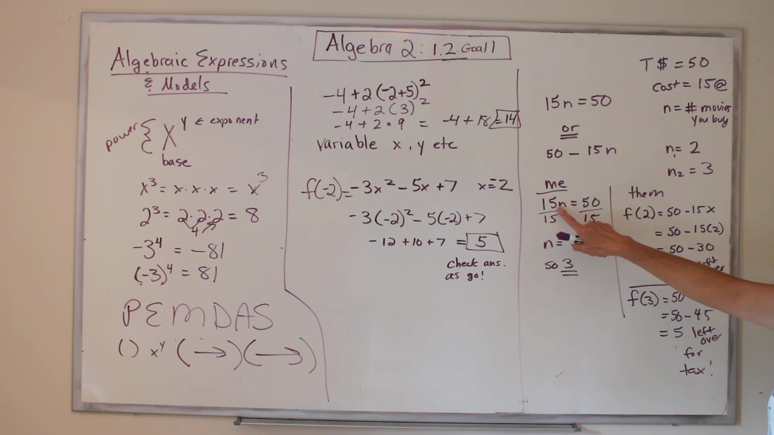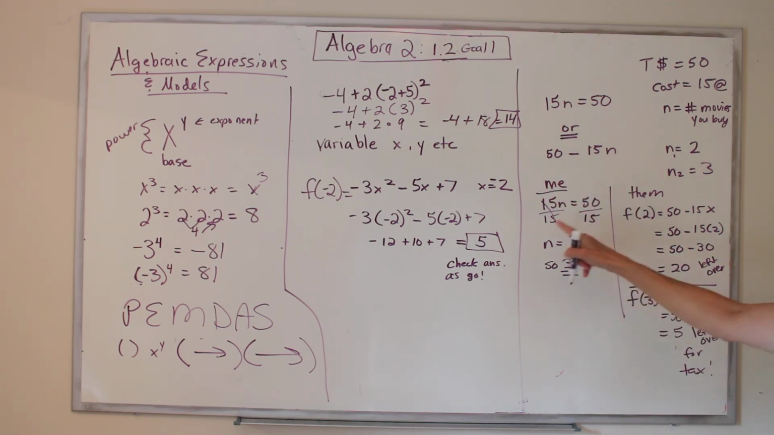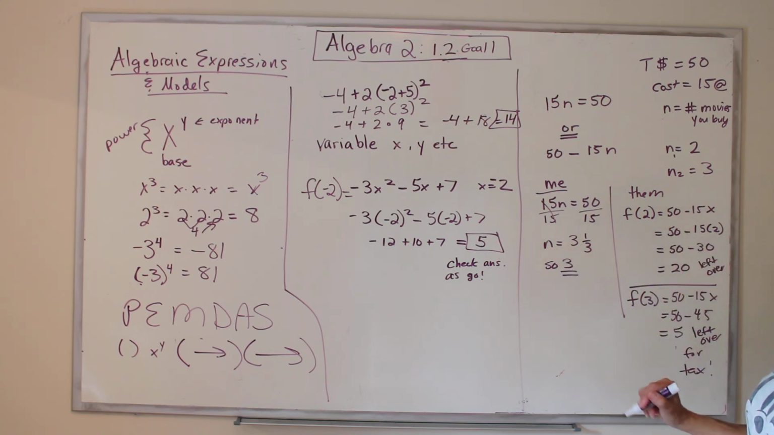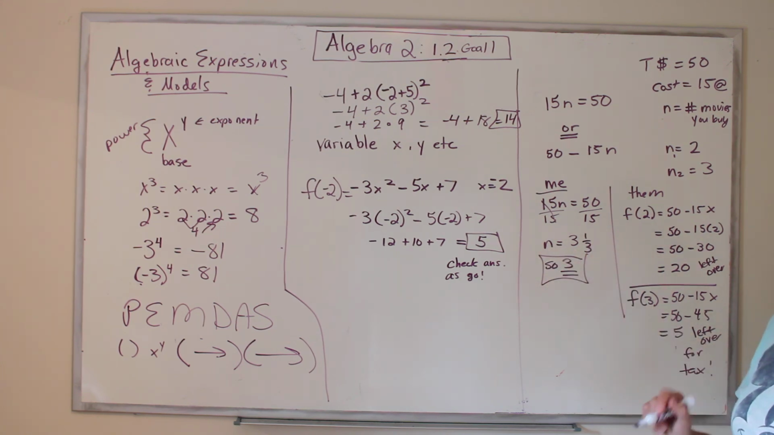And I would do it like this. I would set them equal. I would say n is not alone. It's being multiplied by 15. I would do the opposite. Divide by 15, and what you do to one side, you do to the other. Those cancel out, and n equals 3 1/3. You cannot buy a third of a videotape. It would not be very good. So the answer is 3.